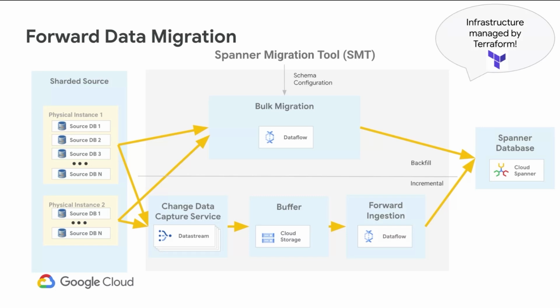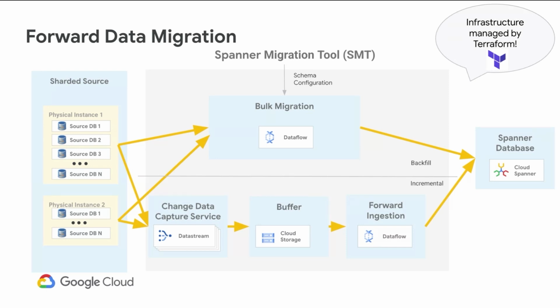The bulk migration pipeline essentially partitions the data on your source database into discrete units and then parallelly reads them and writes them efficiently on Spanner. We are able to do this by automatically selecting an index or a primary key of your source database and then using it to partition the data. Once the bulk migration is done, almost 90 to 99% of the data is already migrated to Spanner. The next leg of the forward data migration is change data capture or incremental migration.